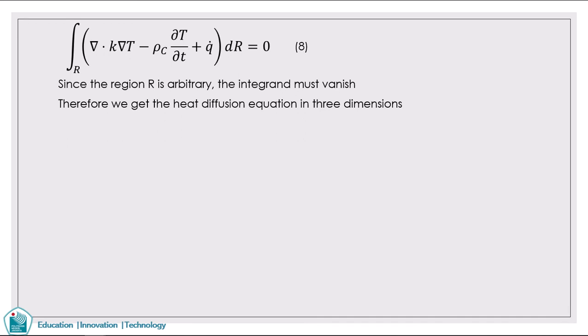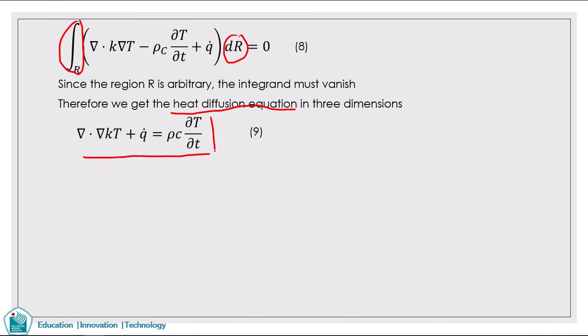And since the region R is arbitrary, the integrand must vanish. Therefore, we can get the heat diffusion equation in 3 dimensions. Okay, so this one will vanish, and also the dr will vanish. So we will have only this equation.